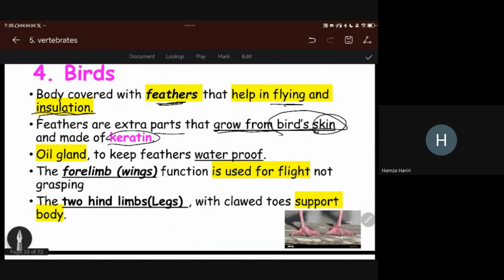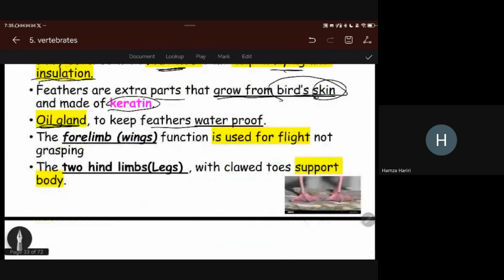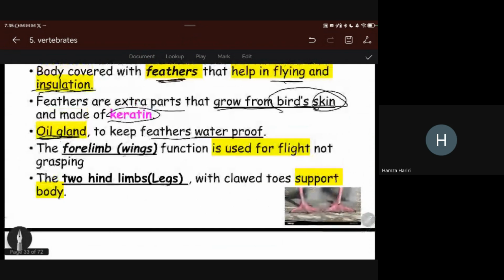There's also a gland, which is an oil gland. It produces oil to keep the feathers waterproof or to moisten them. This helps the bird if it's flying in watery conditions or in rain. Next, we have the wings, which are also known as the forelimbs, and their function is to fly. And next, we have the legs, also known as the two hind limbs, and they are clawed. They have claws, and they help in support.